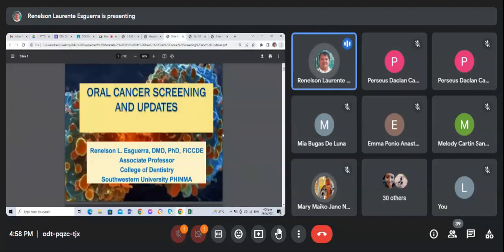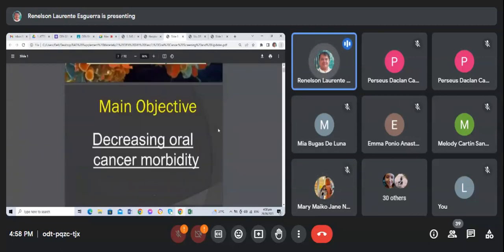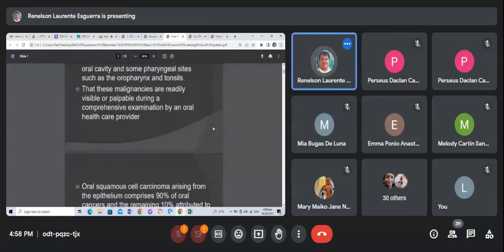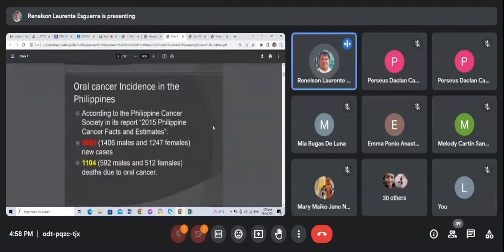So let us proceed to oral cancer screening. For oral cancer screening, the main objective is to decrease oral cancer morbidity. You can read this at a later time.